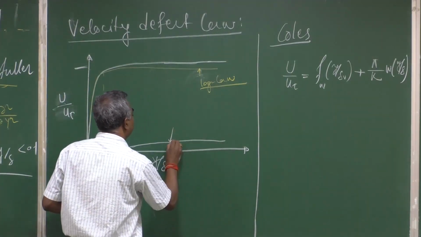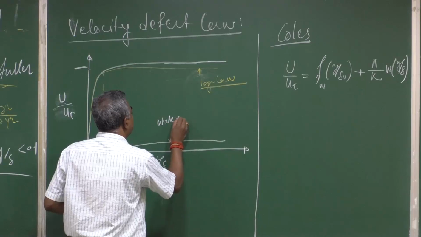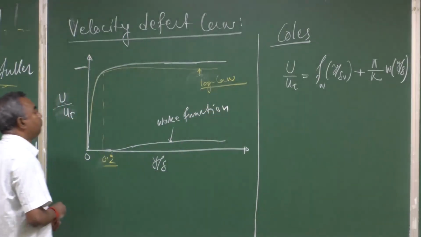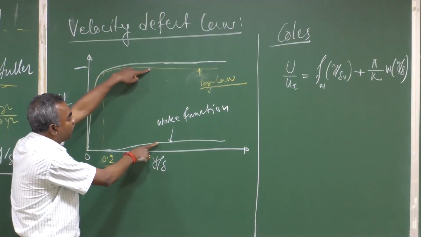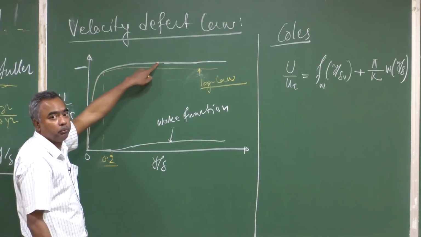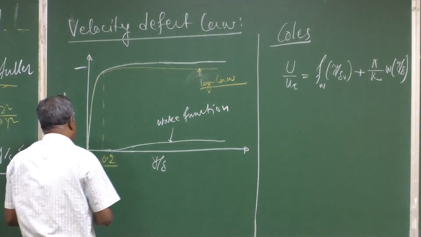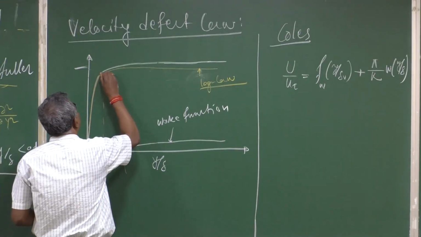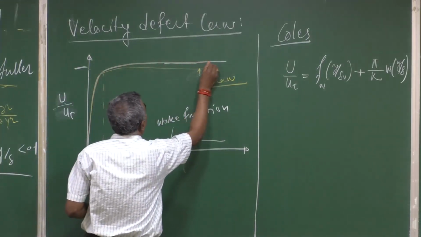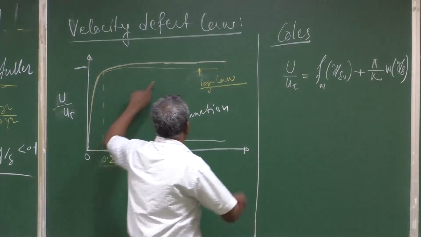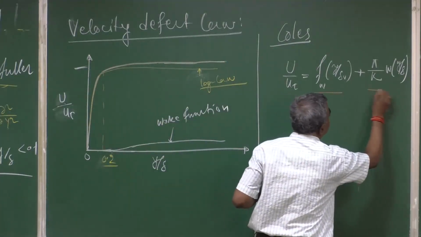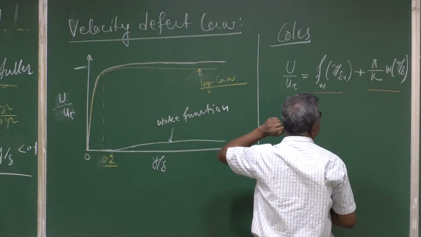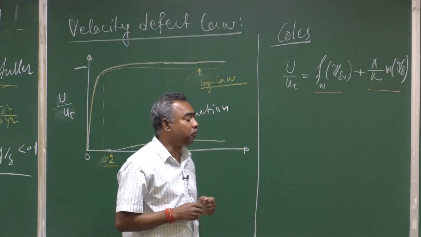Okay. So, this is your wake function. Now, if you add this log law plus this function, eventually we are supposed to get the total. So, let us say plot it here. If you plot this, then this is what you will get. That means this function plus this function, if we add, we will be able to recover the actual velocity profile. Okay. So, that is what is proposal.